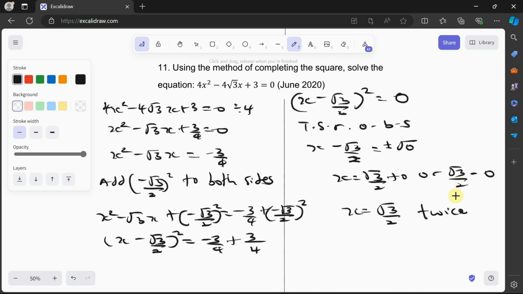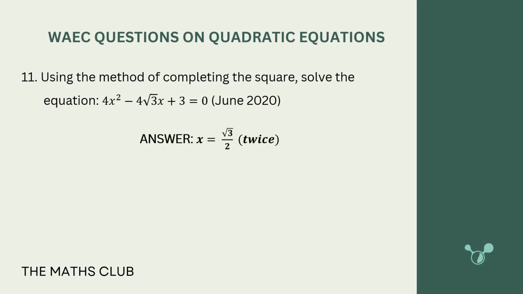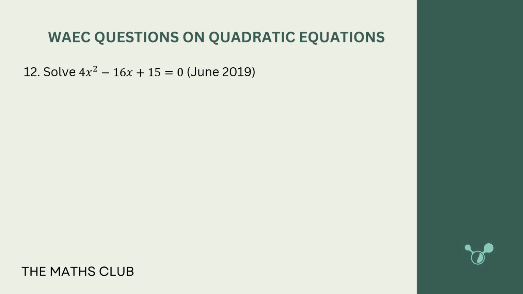If any of the steps are strange, please watch the previous 2 videos to this. We discussed the completing the square method in depth. Great. Next question is that I will solve 4x squared minus 16x plus 15 is equal to 0.